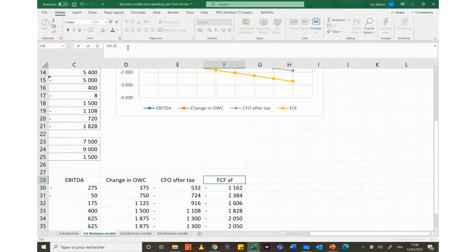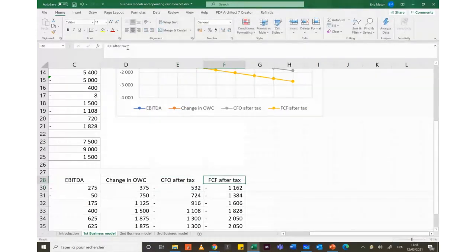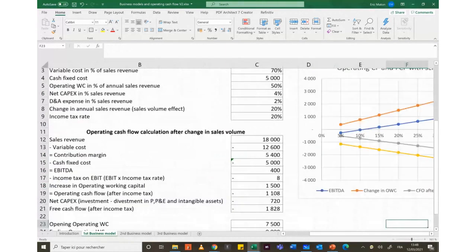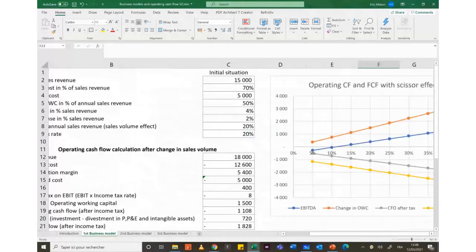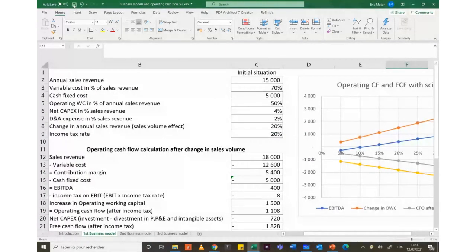Cash flow after tax. Okay, so it's what we use for the NPV, this one. I save this one and will give you later with the impact of the income tax.